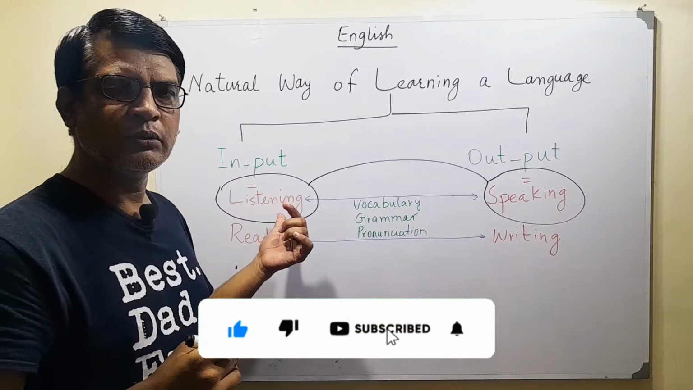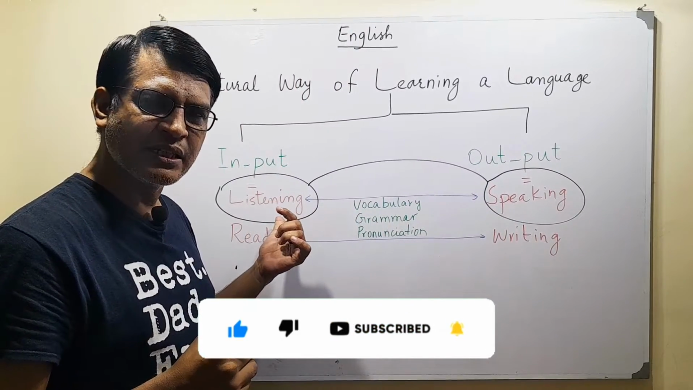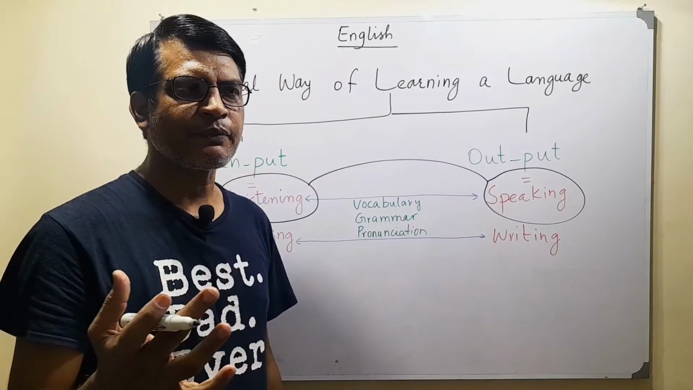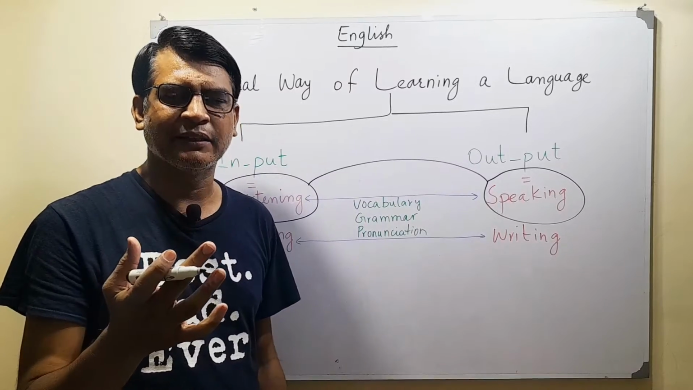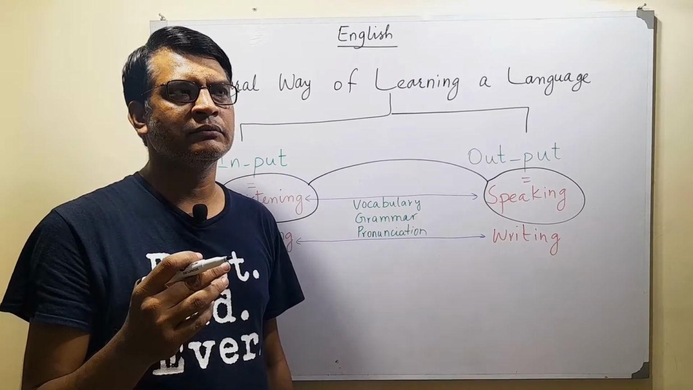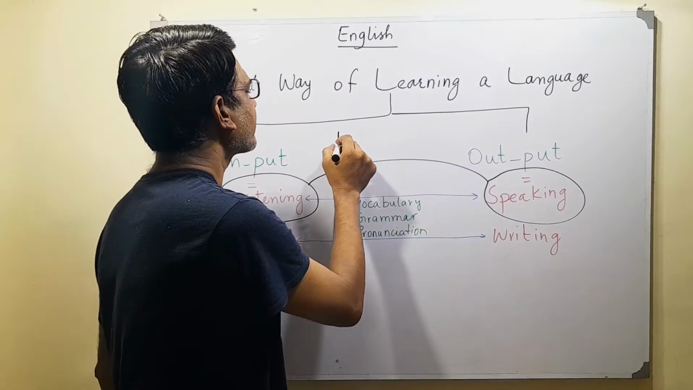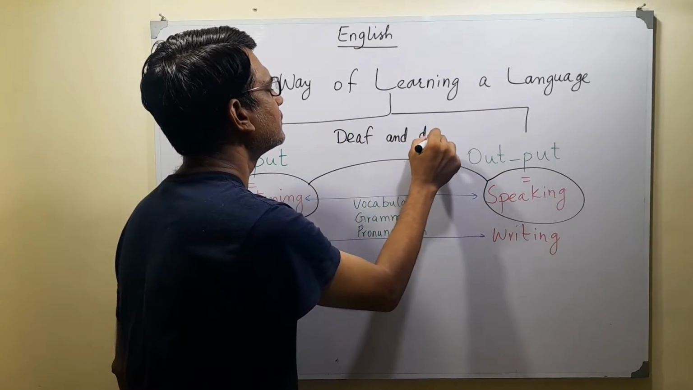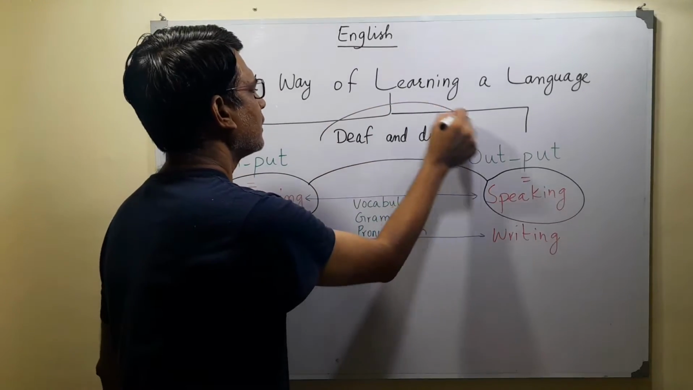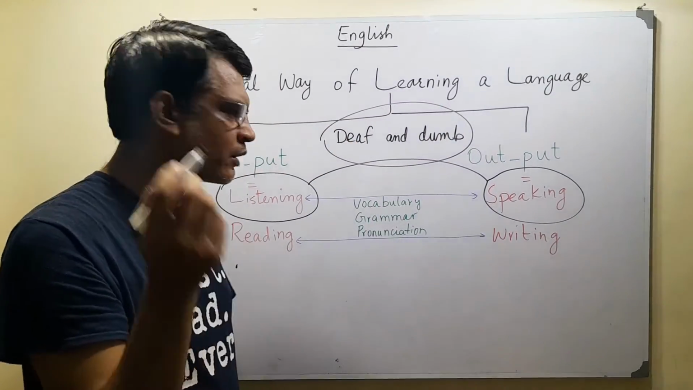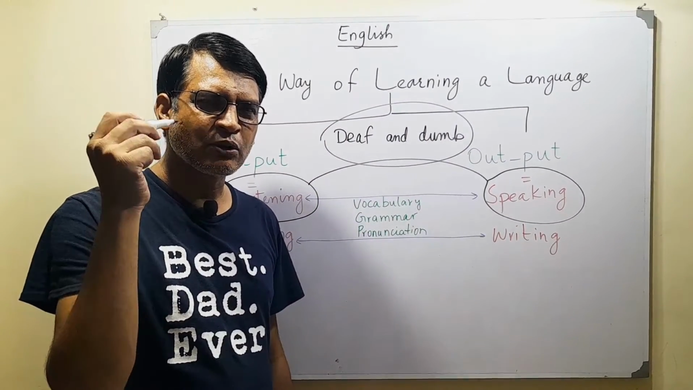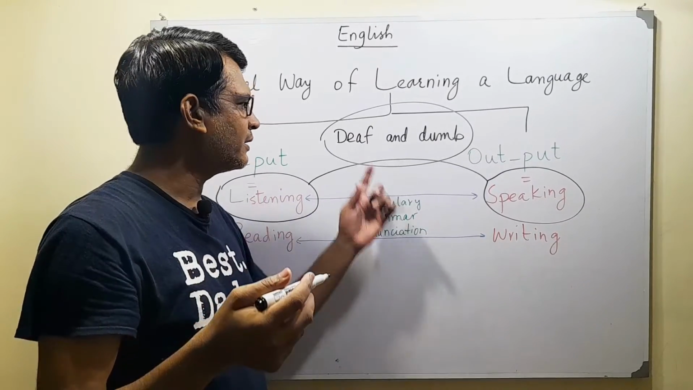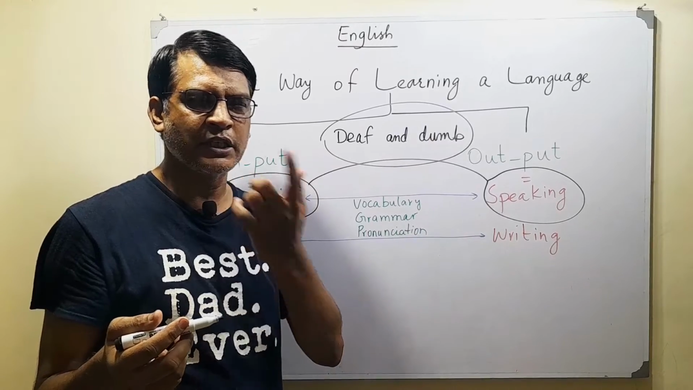If you don't get the input of listening, you won't be able to speak. We have people who cannot speak, therefore we call them deaf and dumb. Deaf comes first because the sound does not go into their ear, the mind does not process it, and definitely they are not able to speak.